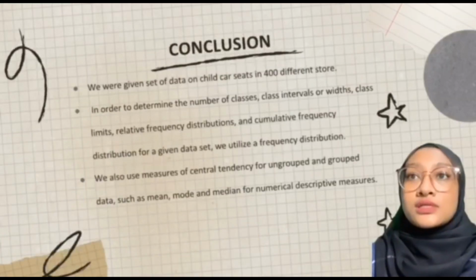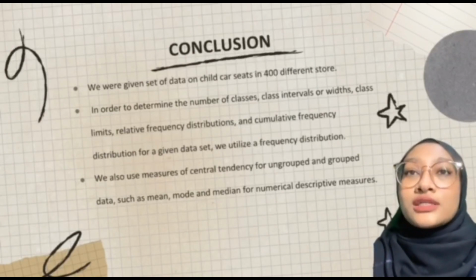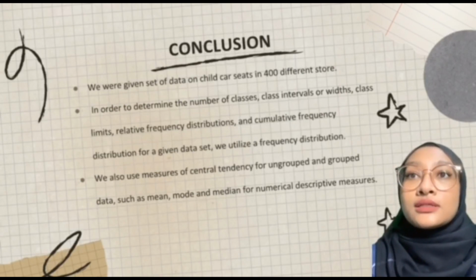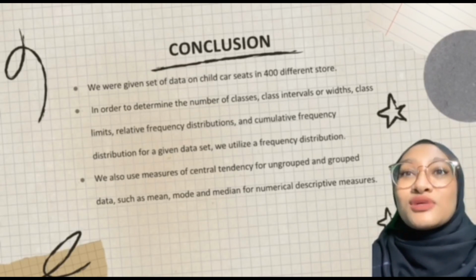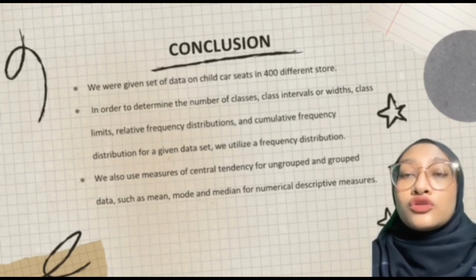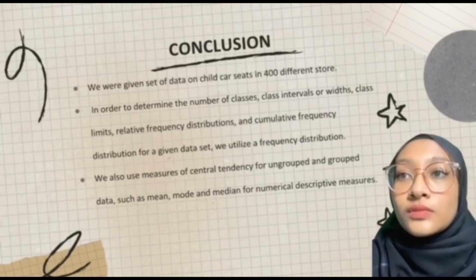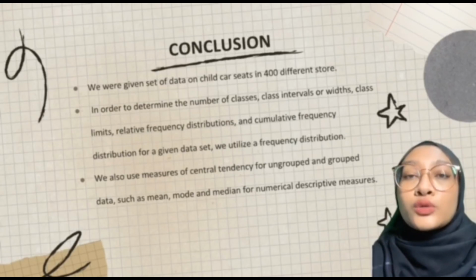Conclusion. We were given a set of data on car seats in 400 different stores. In order to determine the number of classes, interval or width, class limits, relative frequency distribution, and cumulative frequency distribution for a given data set, we utilize a frequency distribution. Last but not least, we also use measures of central tendency for ungrouped and grouped data, such as mean, mode, and median, for numerical descriptive measures.